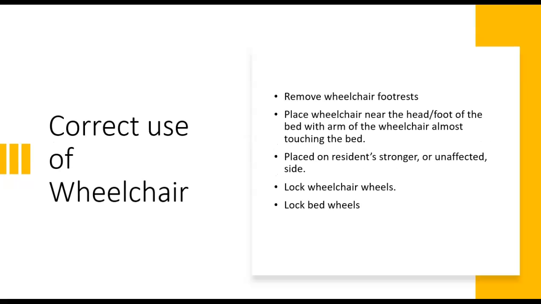Correct use of a wheelchair. Remove the wheelchair footrest. Place the wheelchair near the head or the foot of the bed with the arm of the wheelchair almost touching the bed. Place it on the resident's stronger or unaffected side. Always make sure before any transfer the bed and the wheelchair are both locked.